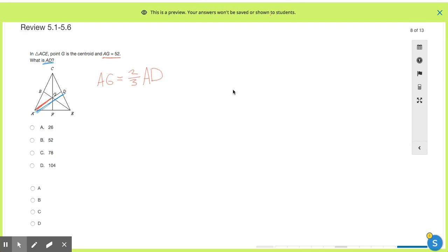Or you can solve it algebraically. If AG is 52, think about what we just said. That's exactly what we're going to do here. We're going to multiply this by 3/2, which means we're going to divide this by 2, and then multiply it by 3, which ends up being 78.